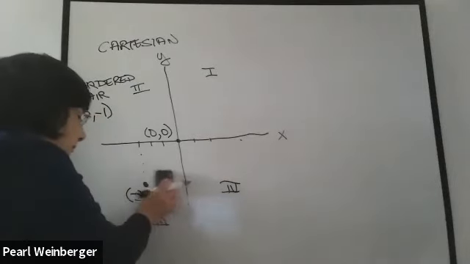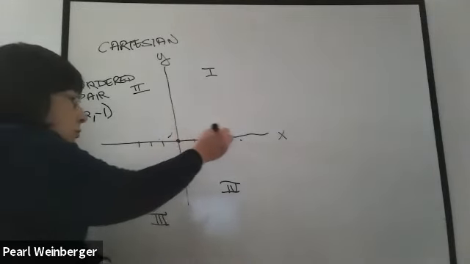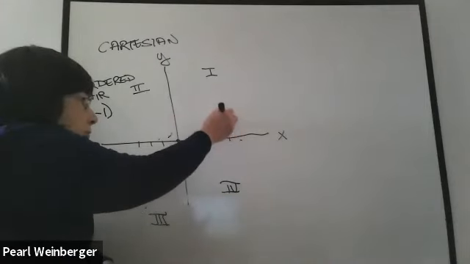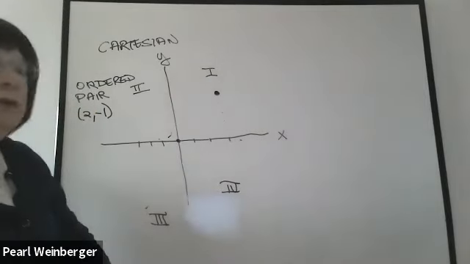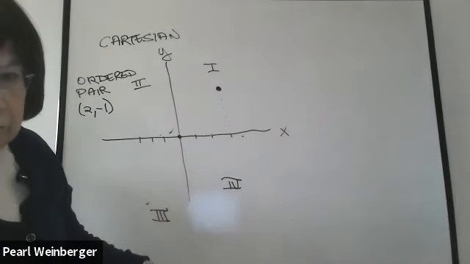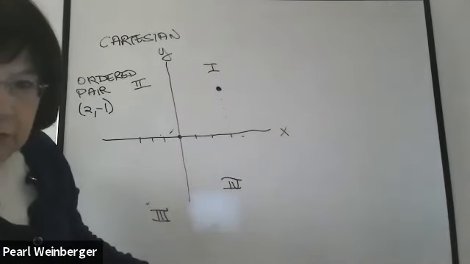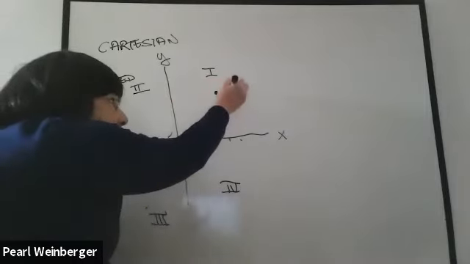Okay, let's do 2 more examples. First of all, I'm going to go to this point. 1, 2, 3, 1, 2, 3, 4, 5. Okay, I found a point. What are the coordinates of that point? 3 and 5. Okay, the way I write it is parentheses 3, comma 5.